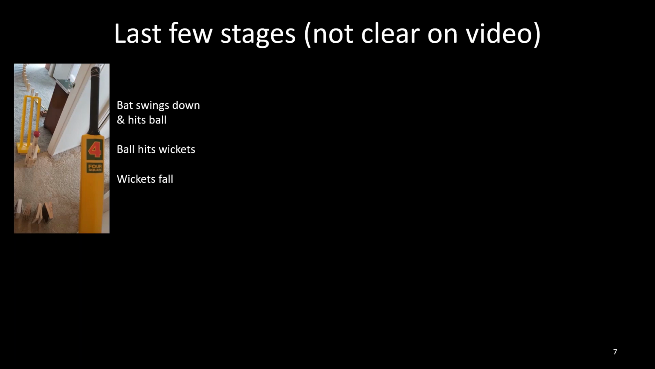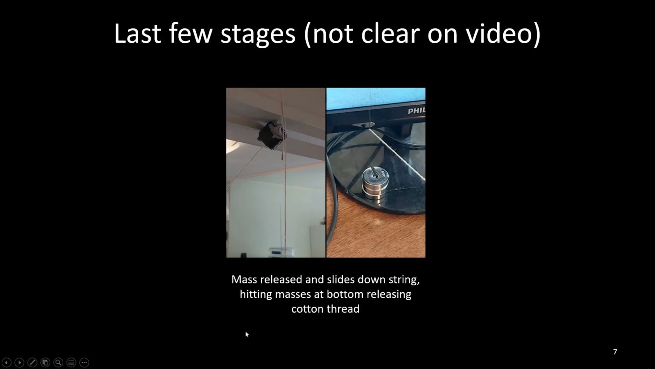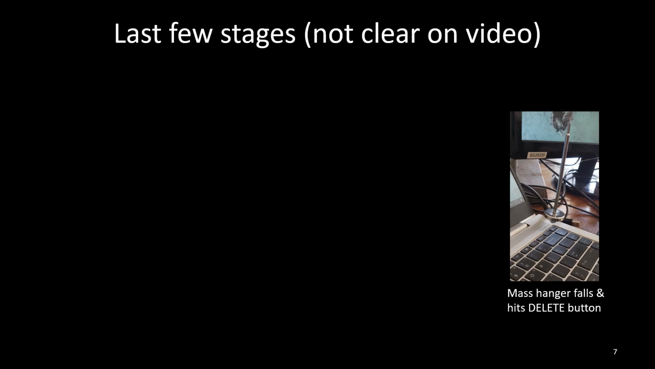As the wickets fall over, there is a string tied to them. They release a mass that is attached to a string. It slides down the string, hits another little stack of masses, which releases a cotton thread underneath them, and then another mass hanger that's hanging just above the delete button with a lump of blue tack on the bottom falls down and hits the delete button.